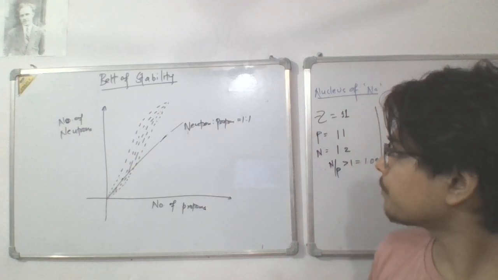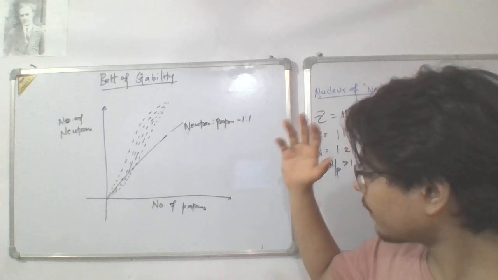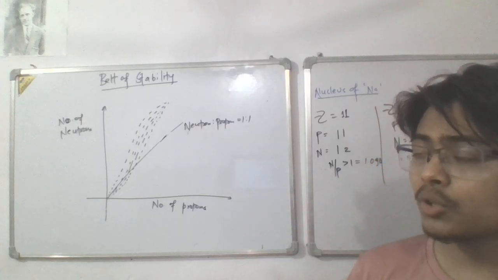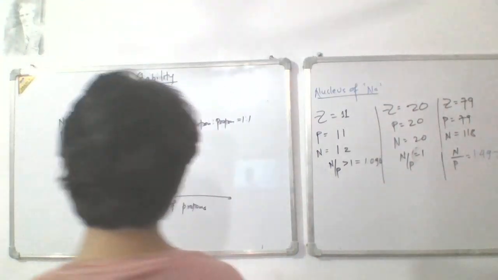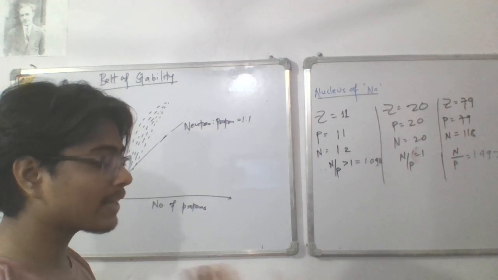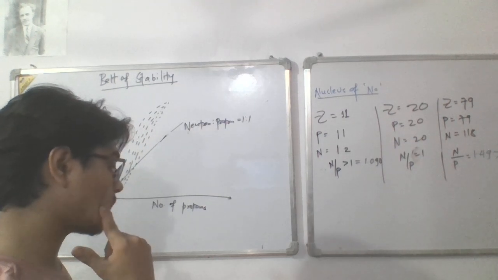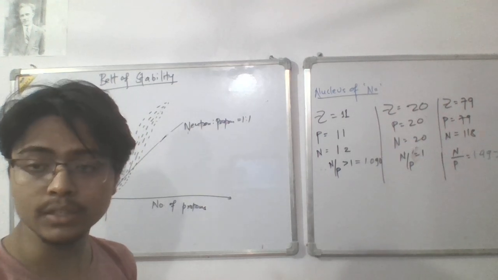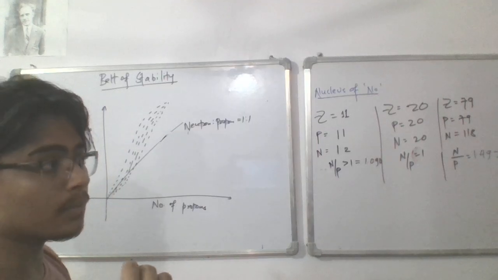Now, after understanding this, you should also understand what kind of radioactive decay would happen in what kind of particular cases. So let's discuss cases of decay.